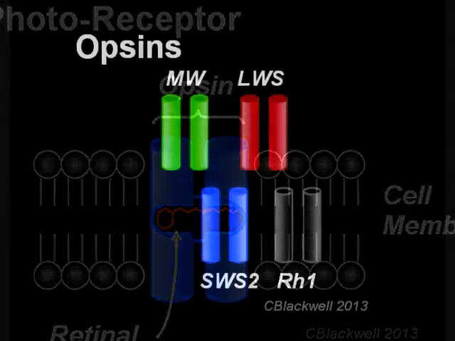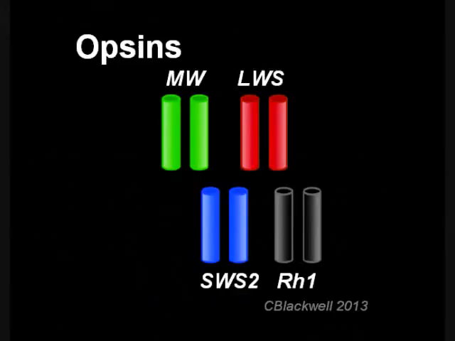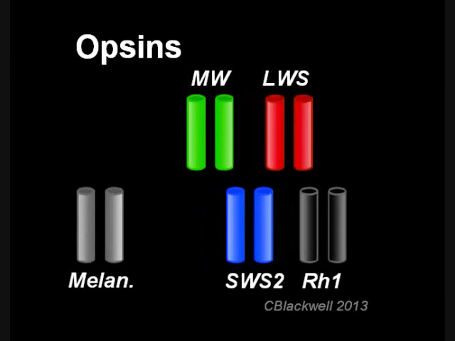Just so we are clear, for vision, we humans use these 4 opsins, 3 for color and 1 for vision in low light. To understand the significance of finding melanopsin in the human eye will require some background.